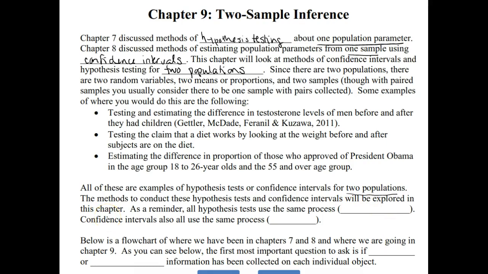As a reminder, all hypothesis tests are going to use the same process. So we're still going to be walking through those same 8 steps, PHANTOMS. We're just going to have a different formula and some different looking things with parameters, since we're going to have two populations in there now instead of just one. And for confidence intervals, again, we're still going to use the acronym PANIC to remember the 5 steps there.